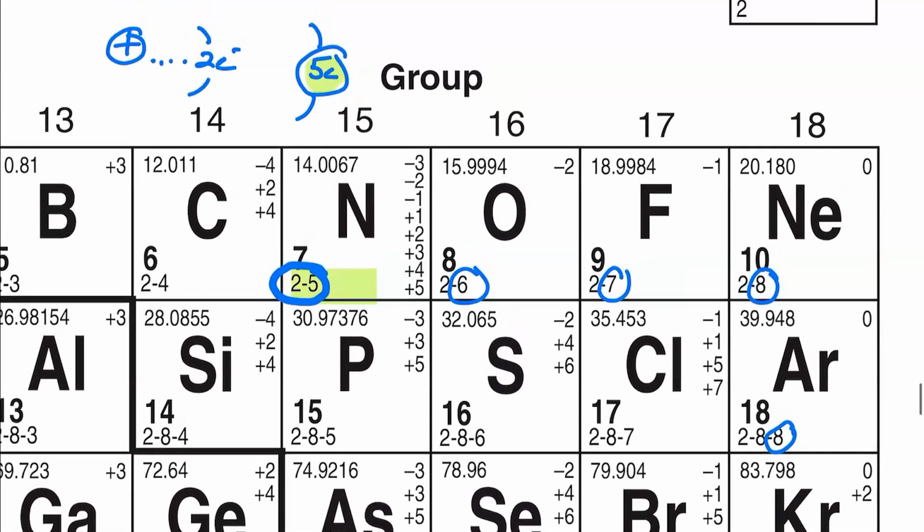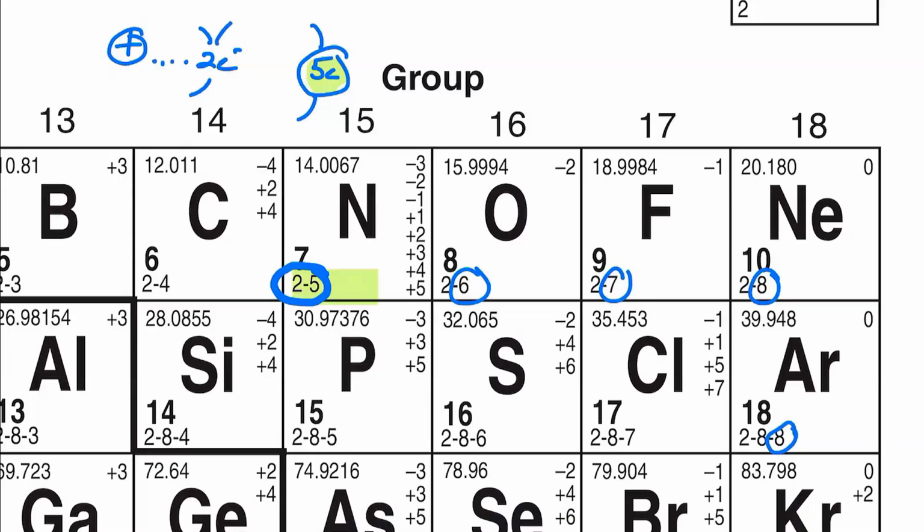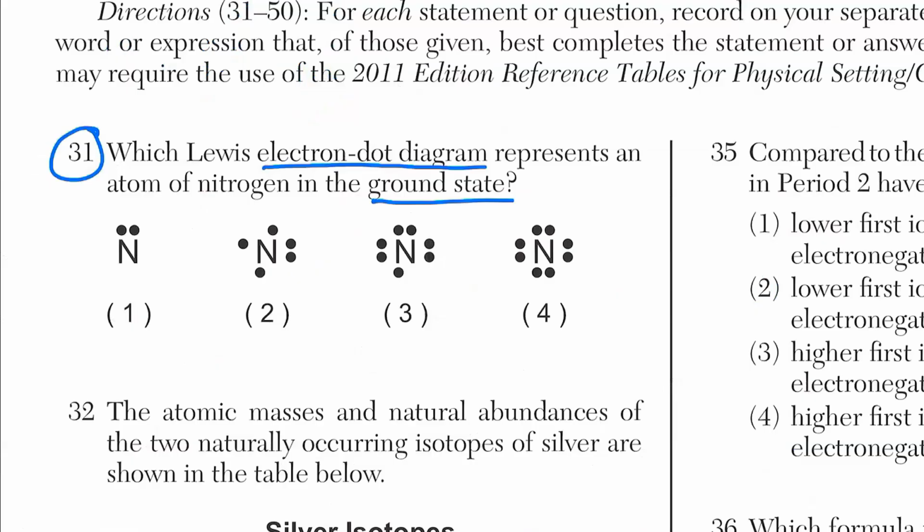If this was an excited state, maybe an electron would jump here, and that would be 1 electron, and that would be 6, right? We've talked about going out of order, electrons getting energy to pull away. But in this case, they said ground state, so we're just looking for the valence electrons for the dots. So right from our reference table, nitrogen is 2-5. And so therefore, I'm looking for an N with 5 dots. Easy to see that choice 2 is going to be that answer.